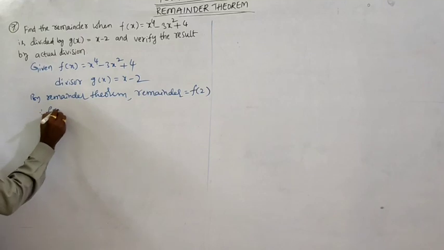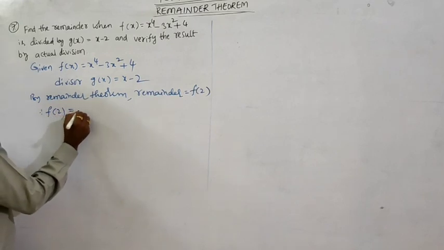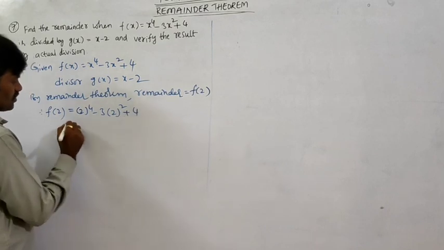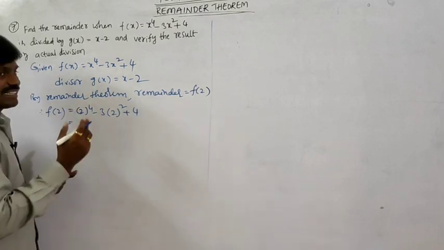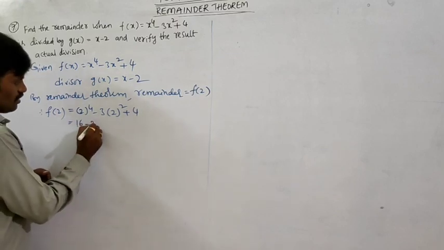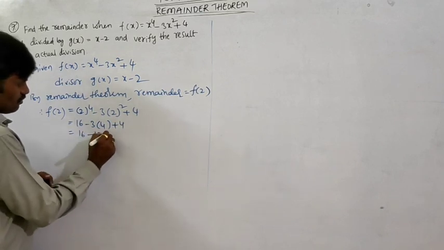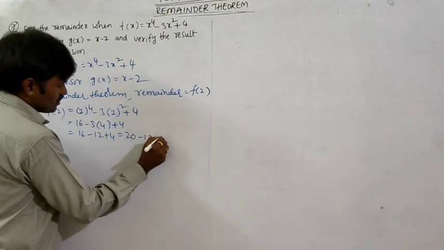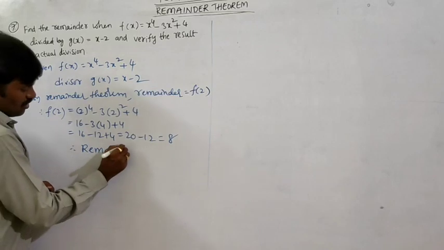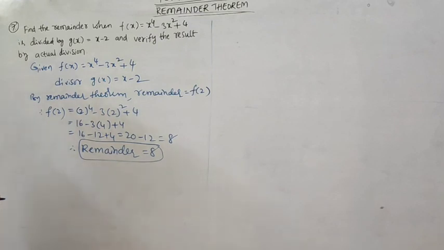Now find f of 2 by putting x equal to 2 in this polynomial. That is 2 power 4 minus 3 into 2 square plus 4. 2 power 4 does not mean 2 into 4 equals 8; we have to multiply 2 by itself 4 times. So the answer is 16, minus 3 into 4, plus 4. That is 16 minus 12 plus 4, which is 20 minus 12, equal to 8. Therefore the remainder is 8. Now by the general process we should also get the remainder 8. Let us see whether we get it or not.